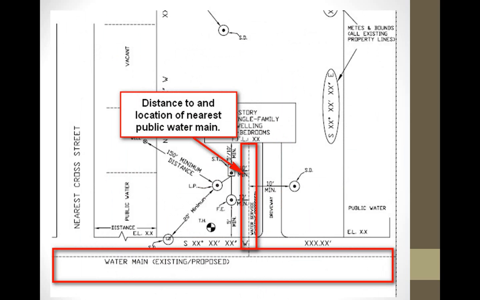Next, indicate the distance to and location of nearest public water main. If the subject lot is proposing to use a well as a source of drinking water supply, submit a water availability letter from the local water company detailing the exact distance to the nearest water main.